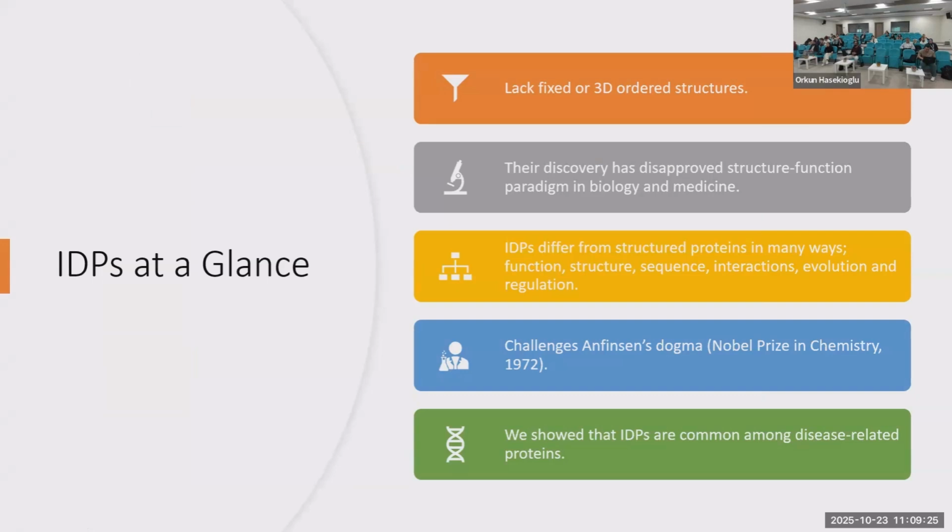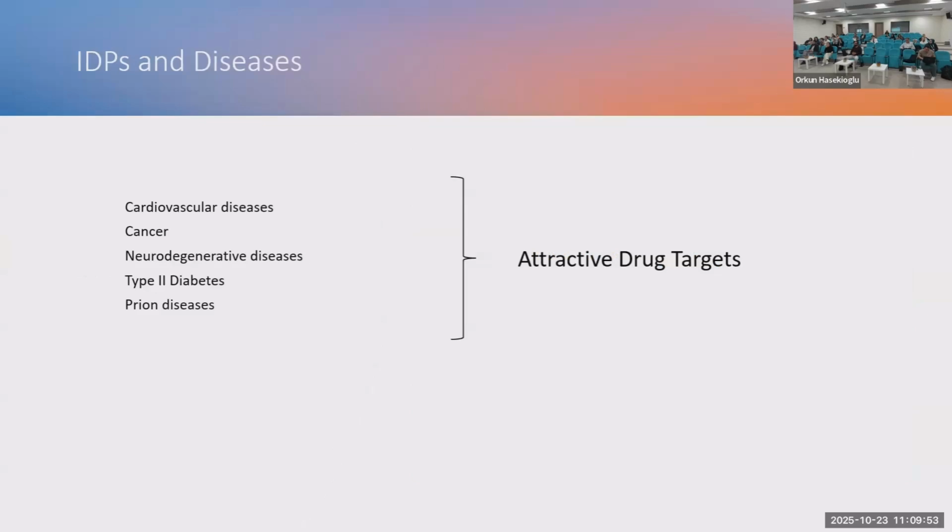IDPs differ from structured proteins in many ways: in their function, structure, sequence, interactions, evolution, and regulation. And their existence challenges Anfinsen's dogma, which got the Nobel Prize in chemistry in 1972. We showed that IDPs are common among disease-related proteins, including neurodegenerative diseases. When it comes to diseases, they are at the center of cardiovascular diseases, cancer, neurodegenerative diseases, type 2 diabetes, and prion diseases. And it makes them attractive drug targets.